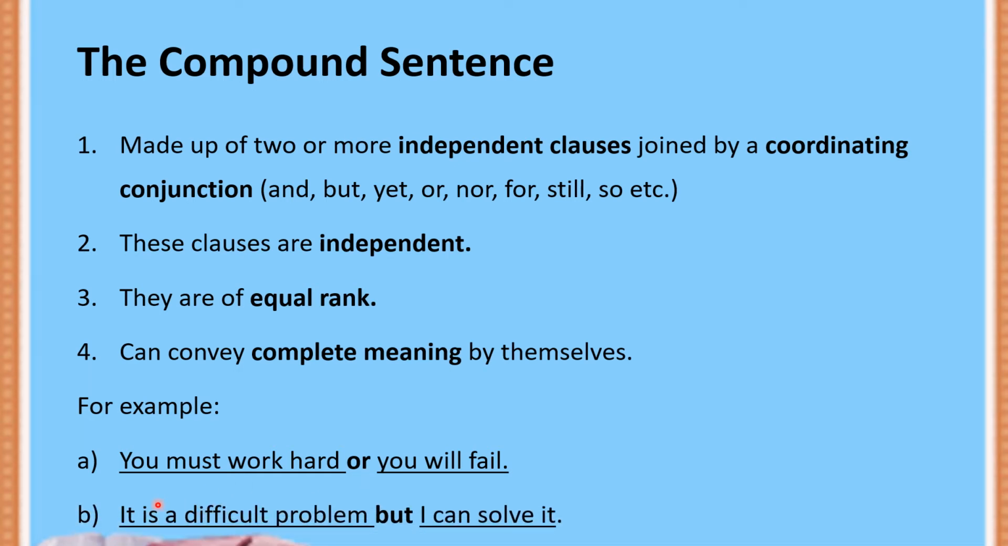Let's talk about the second example, which is it is a difficult problem, but I can solve it. You can see that both the clauses have been underlined and they are independent clauses and they are joined by coordinating conjunction but.